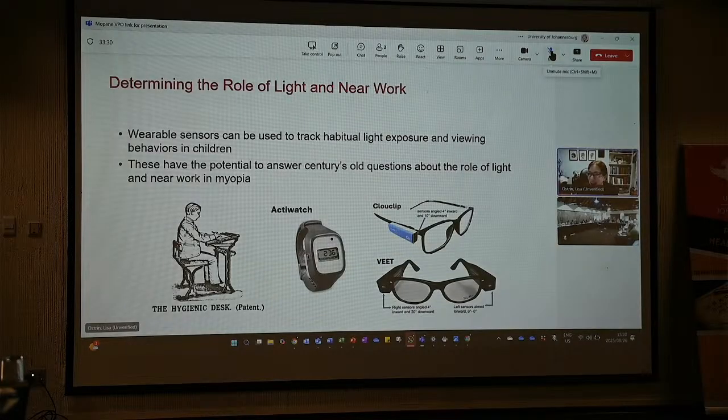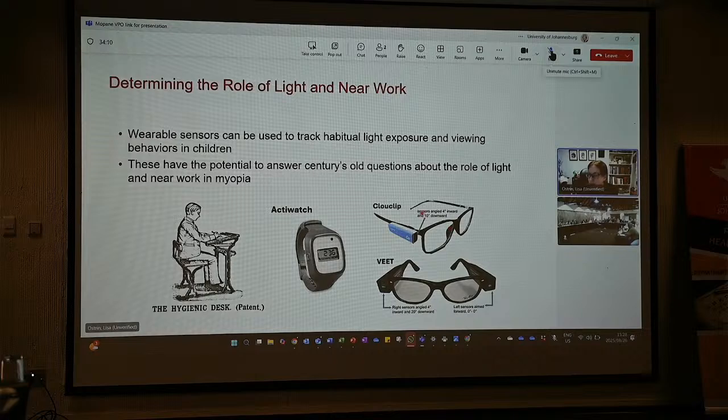So with that, how do we finally understand the role of light in near work? Because this is something that has been debated for centuries. Is near work related to myopia? And I do think that we're getting closer to being able to answer these questions as technology is advancing. So we are using in our lab and in many other labs wearable sensors that can track human behavior objectively and continuously, such as the wrist-worn ActiWatch, a light sensor that also captures the spectral components of light.